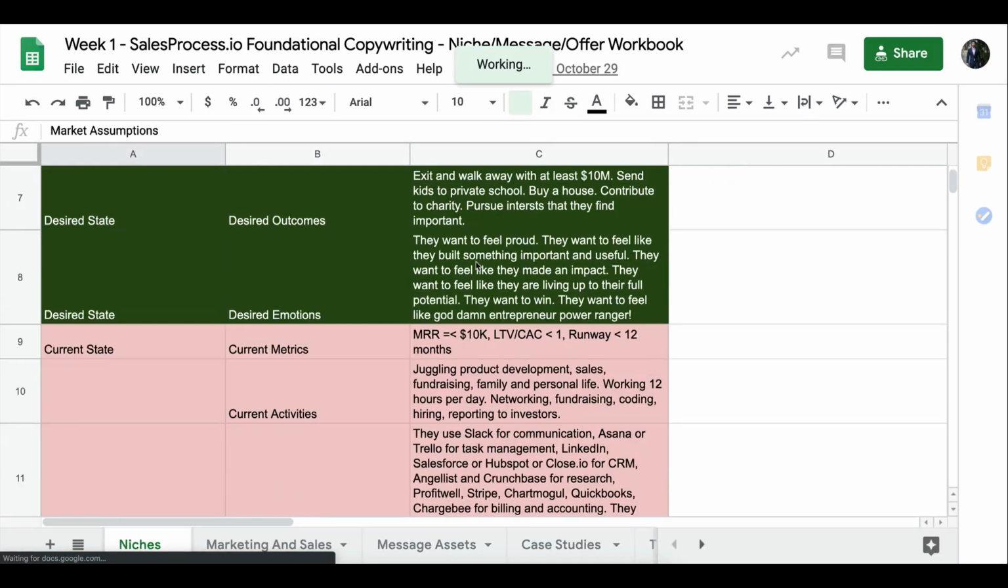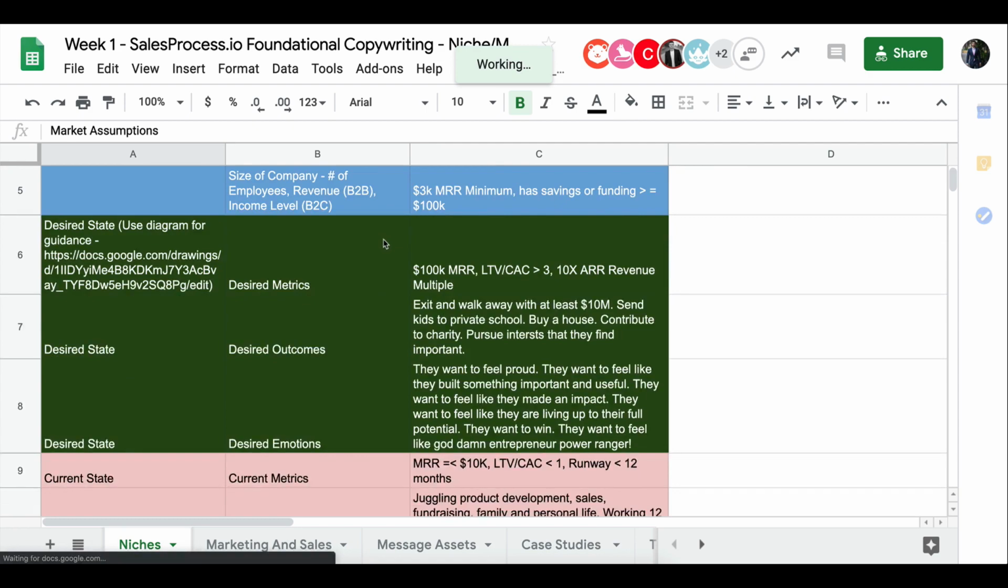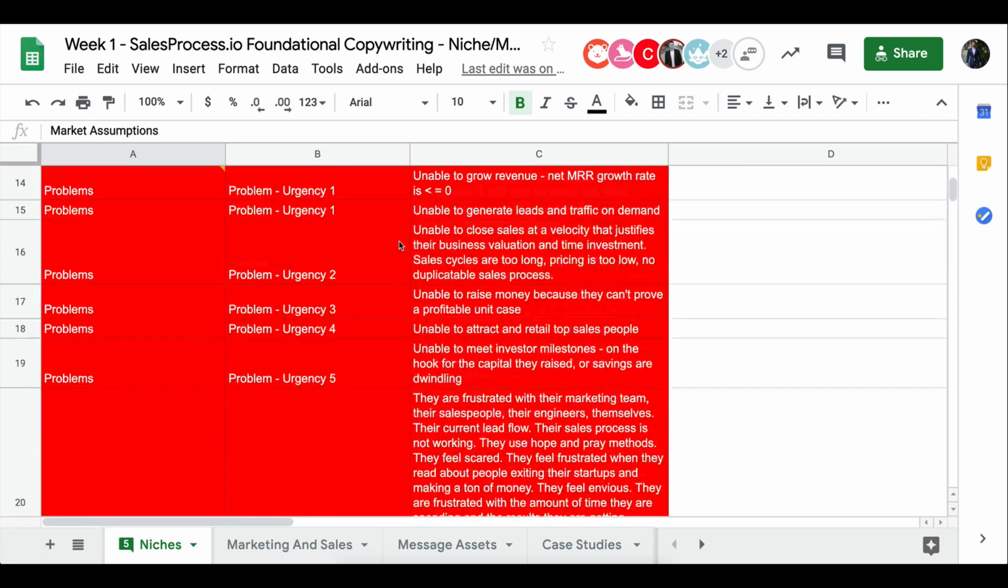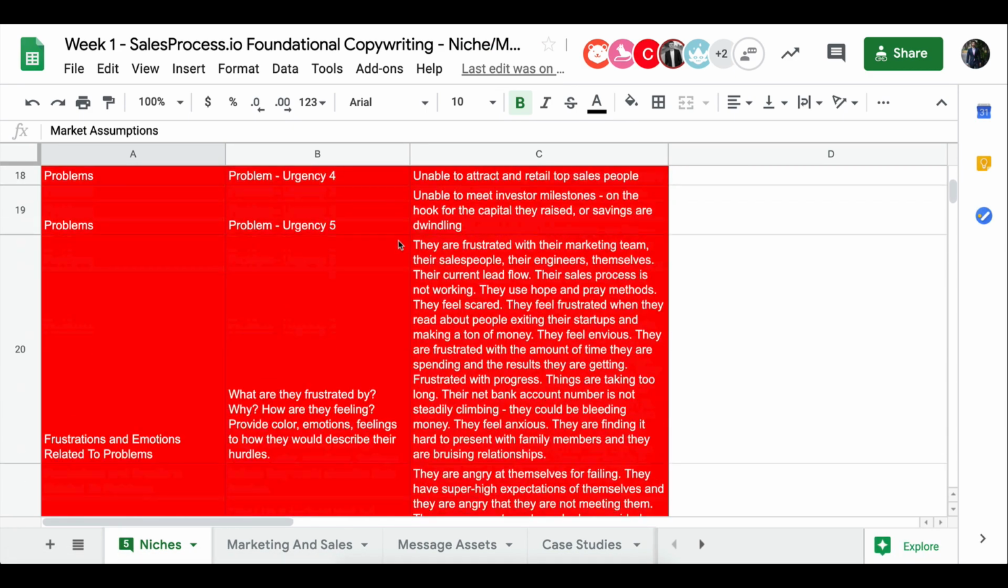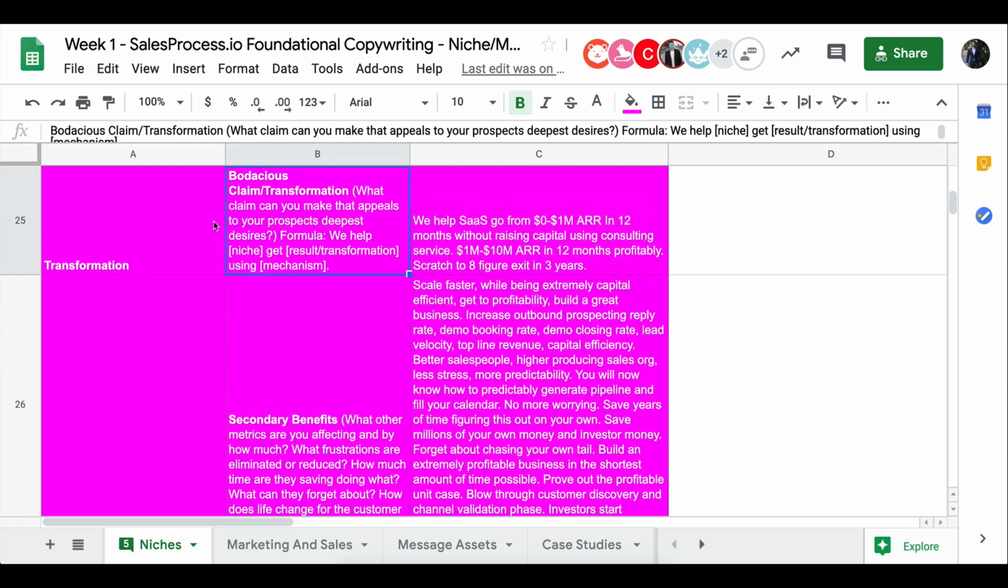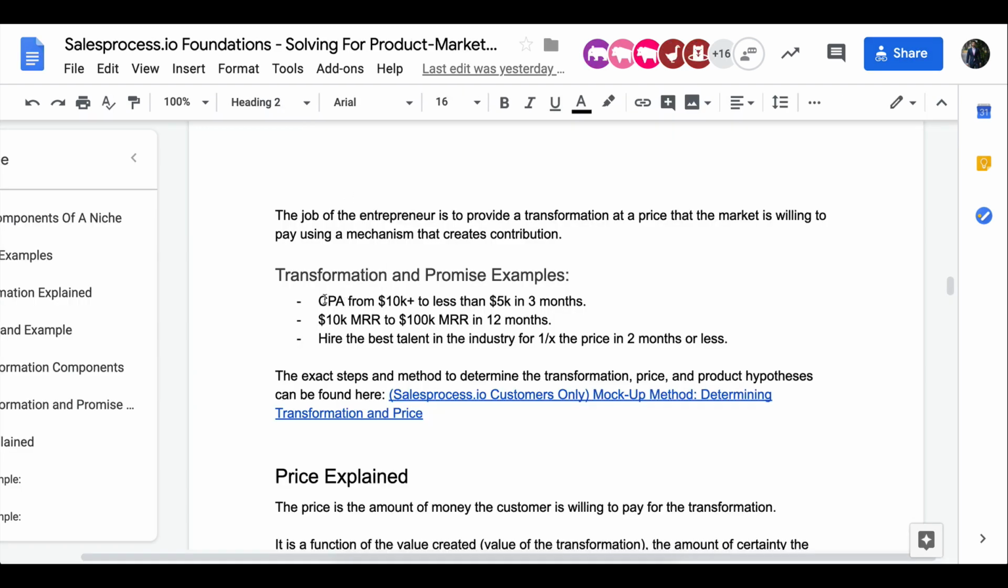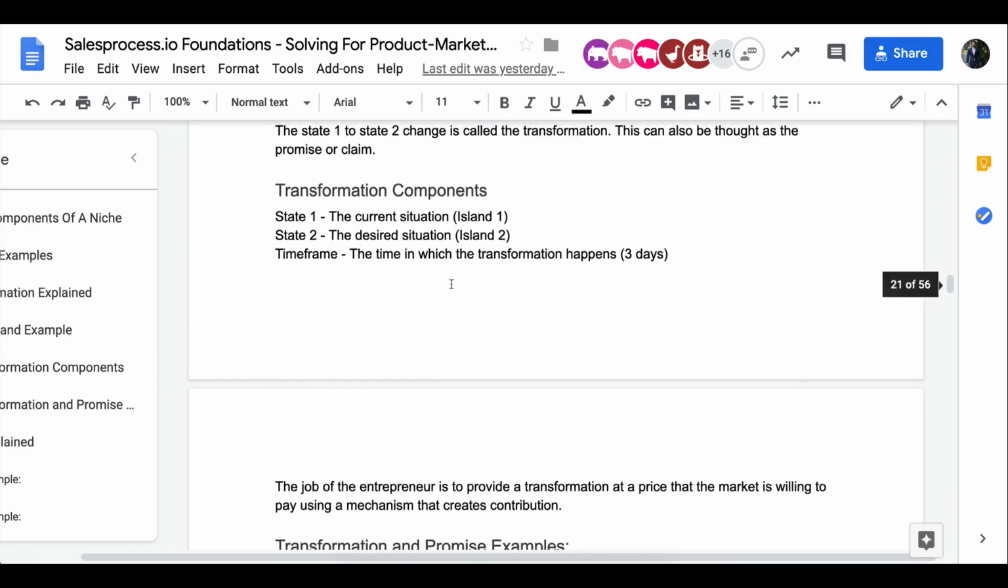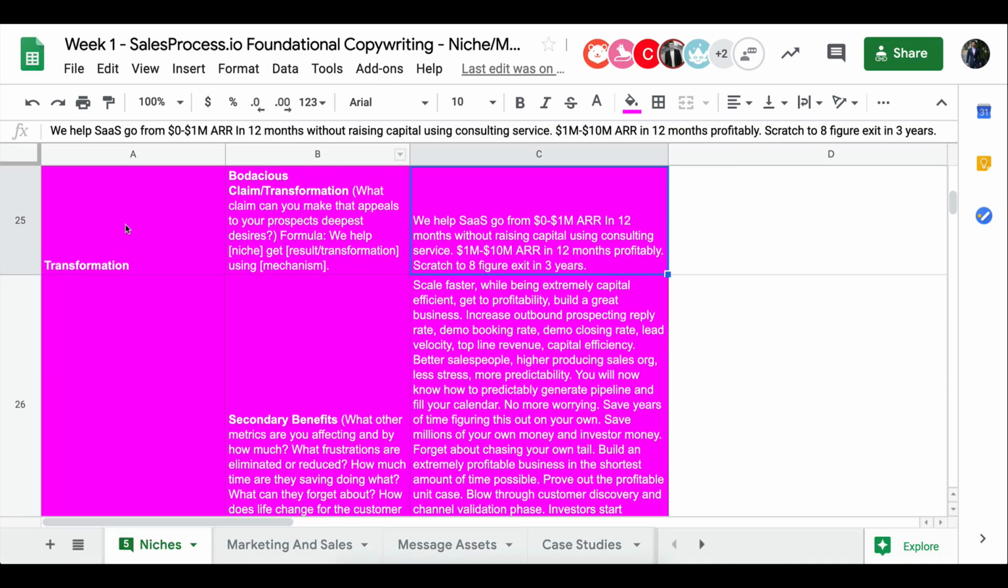And you already have the niche defined. You already have the problems, the current state and desired state defined. Now we're going to map out that transformation. Okay, so we have the current state, the desired state, and the time frame. Okay, so in this transformation box, we are going to write the current state, the desired state, and the transformation.